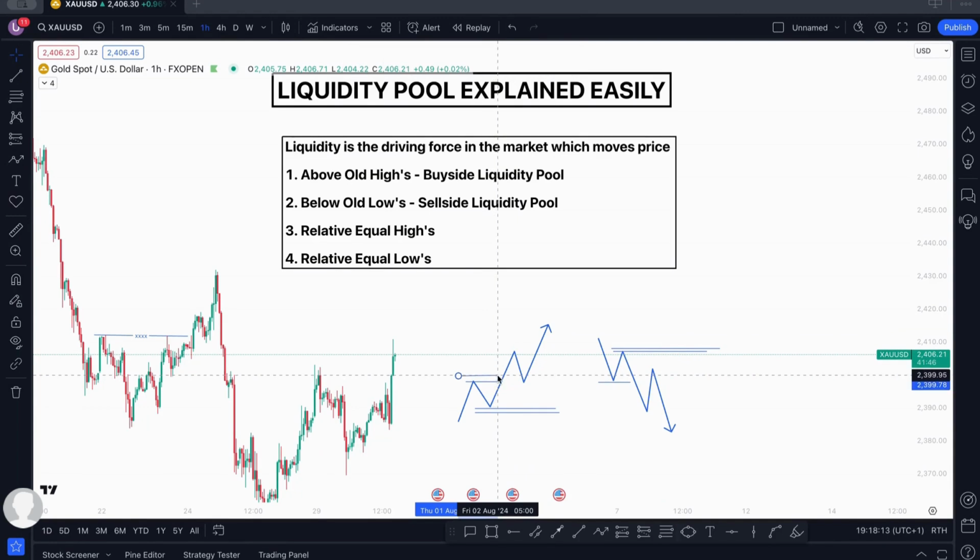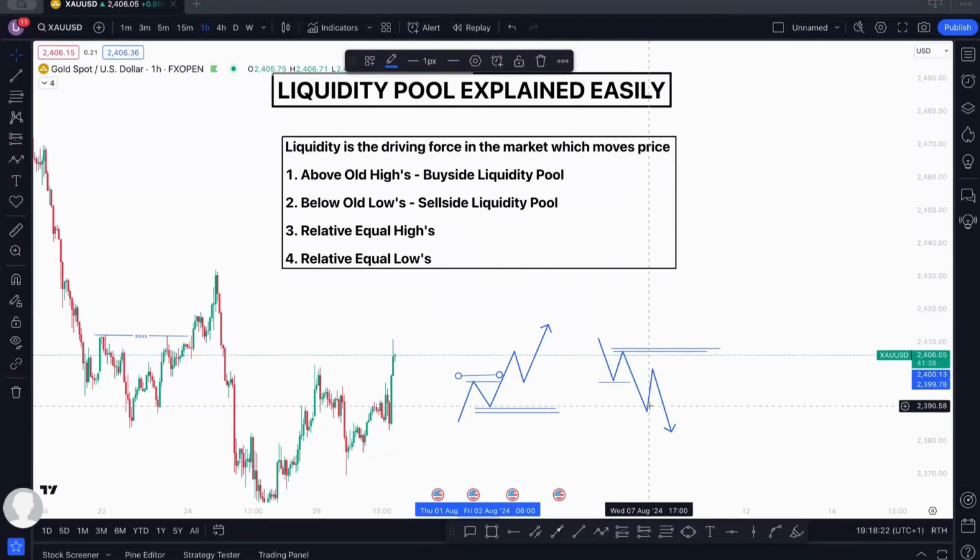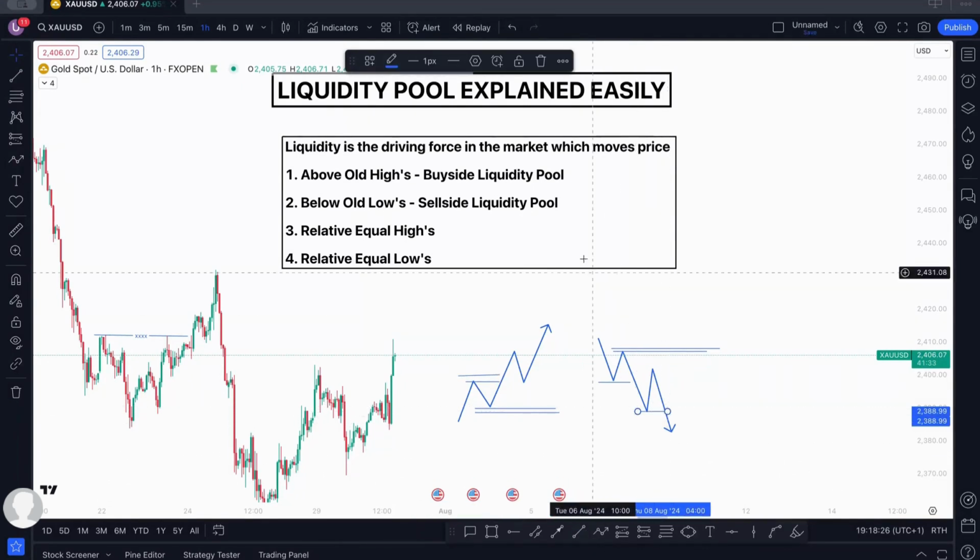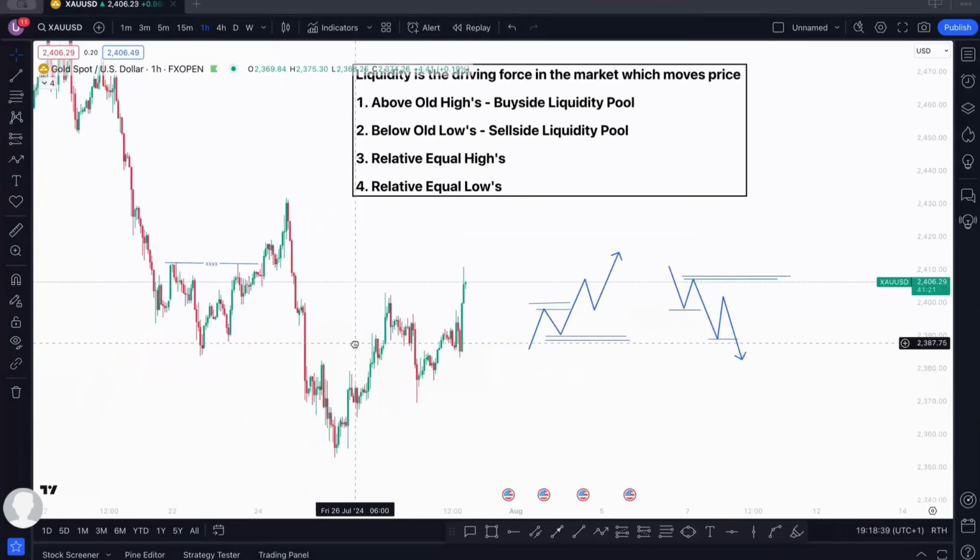Some people do trade only this, just taking out the buy side liquidity. And what do we have here? The sell side liquidity. And what do we have here also? The sell side liquidity. That is what? Above old highs, and what here? Below old lows. Relatively equal highs and relatively equal lows are also a form of liquidity where the market has touched a particular point more than once.